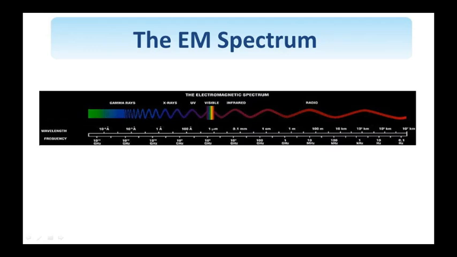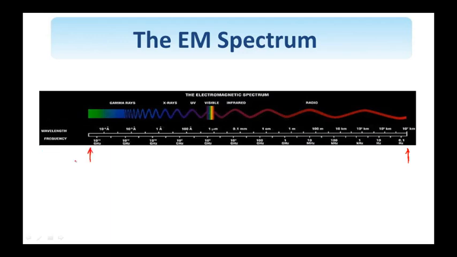Here is a picture of the electromagnetic spectrum, which is the range of all possible frequencies of electromagnetic radiation. The electromagnetic spectrum extends from below the low frequencies used for modern radio communications to gamma radiation at the short wavelength, high frequencies.